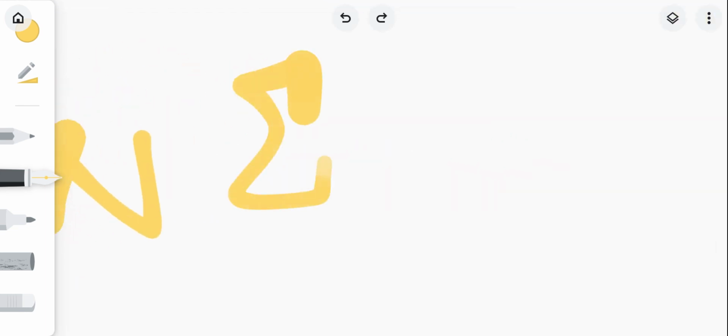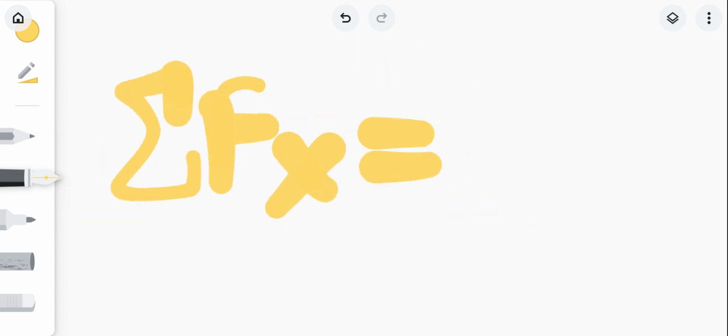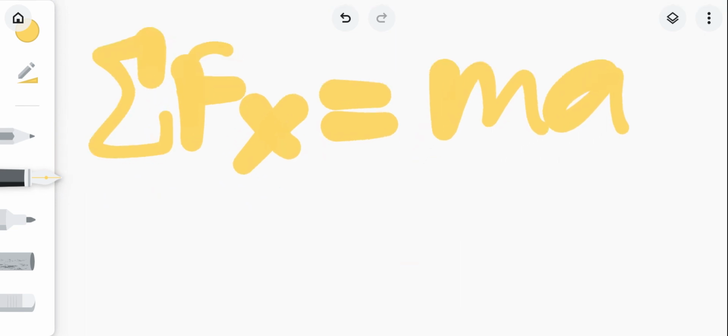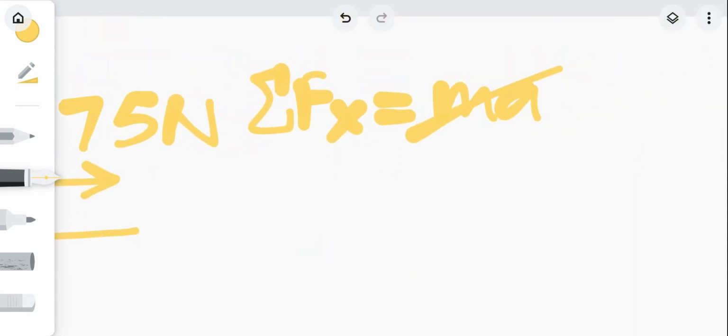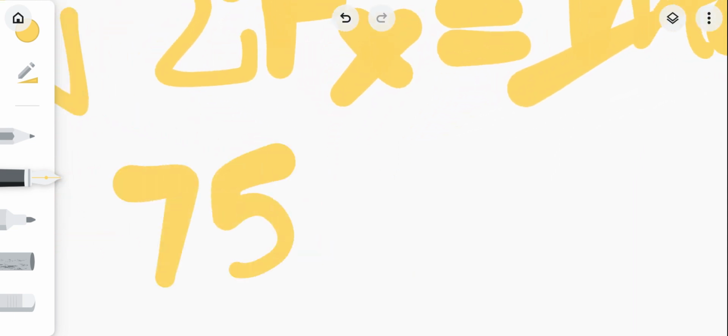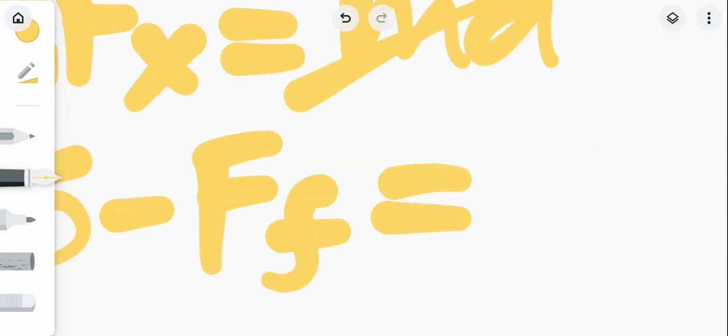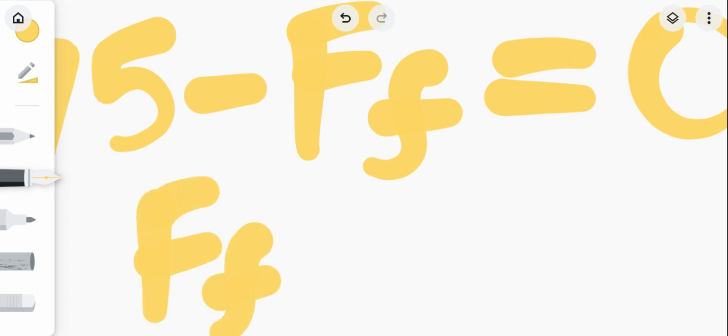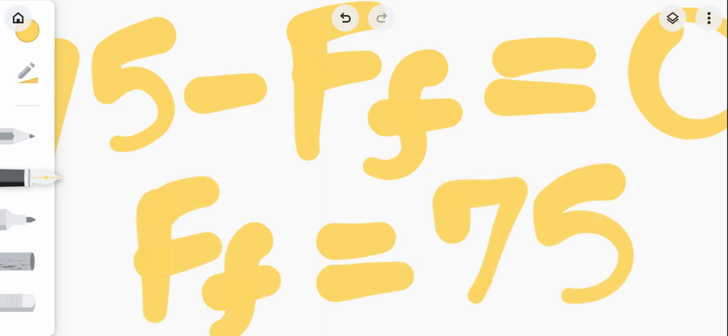So, sum of forces in the x direction equals ma. Now we're talking about static friction first. Let's do that first. So in static friction, is there acceleration? No. So this entire thing is basically zero. But we are applying a force of 75 newtons. So 75 newtons minus our frictional force equals 0. Therefore, our frictional force equals 75 newtons.